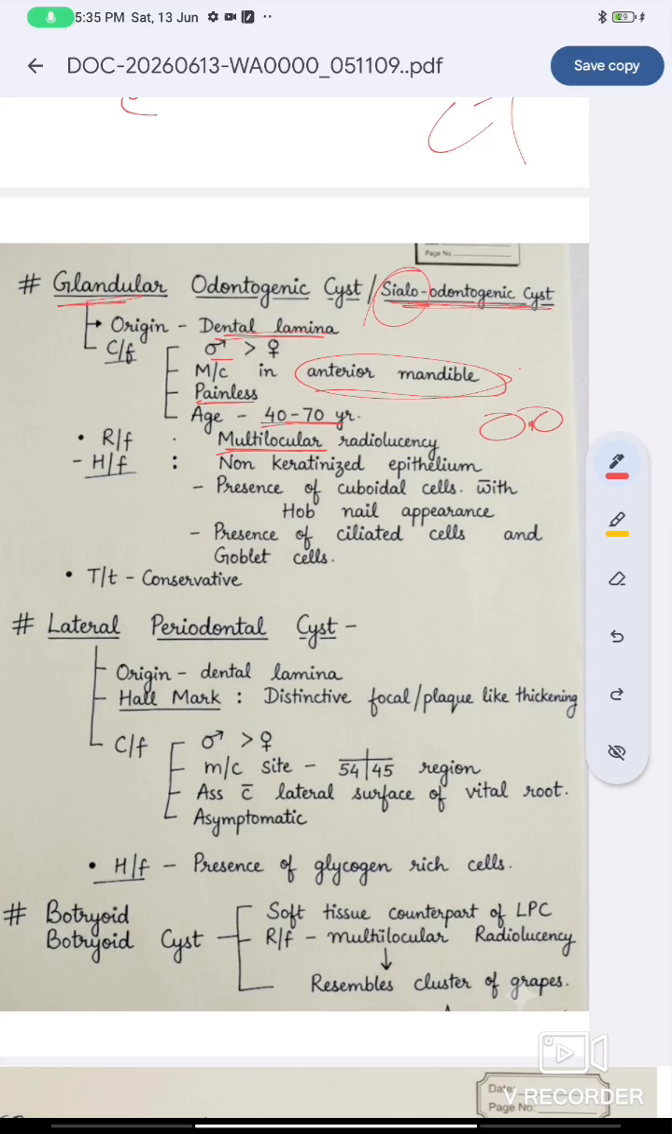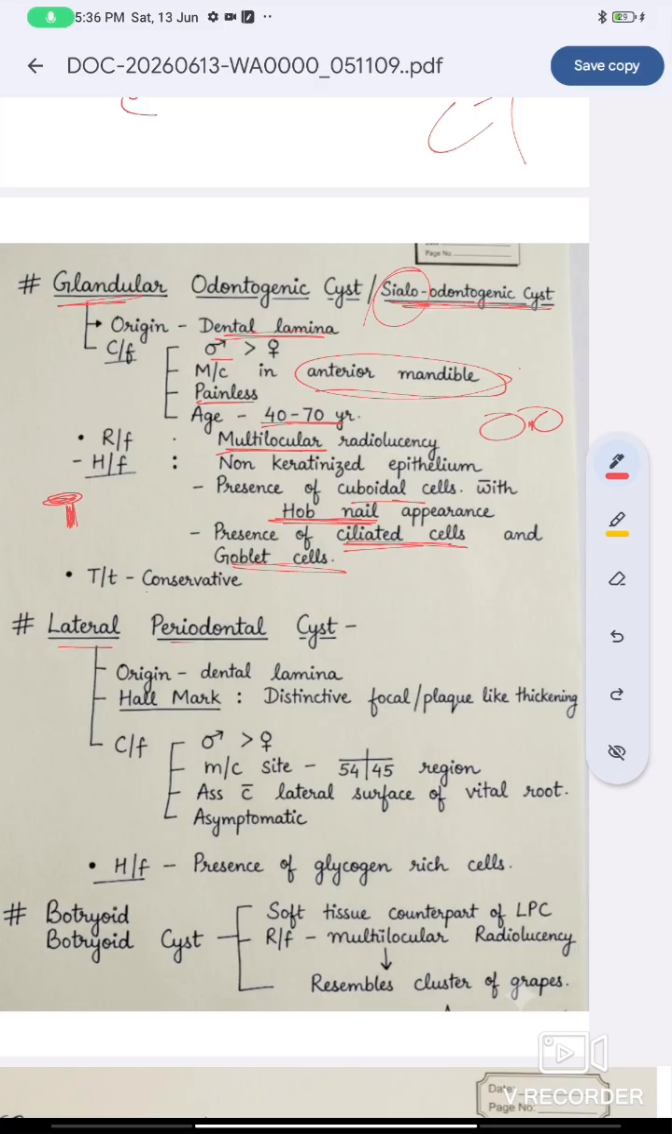Histologically, it is lined by non-keratinized epithelium, with presence of cuboidal cells with hobnail appearance. Hobnail means the appearance of a nail that is hammered into a wall, so it has a hobnail appearance. Then there is presence of ciliated cells similar to the maxillary sinus, as I told you. Ciliated cells and goblet cells. Goblet cells are nothing but mucus-producing cells. The treatment is conservative and treatment is done only if the cyst is symptomatic.